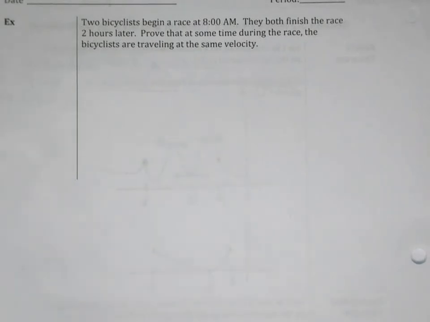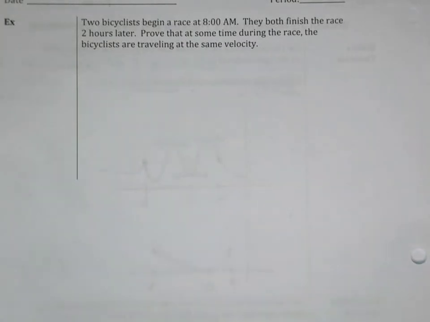Two bicyclists begin a race at 8 a.m. They both finish the race 2 hours later. Prove that at some point during the race, the bicyclists are traveling at the same velocity. Okay, and this isn't entirely obvious or clear why this is true.